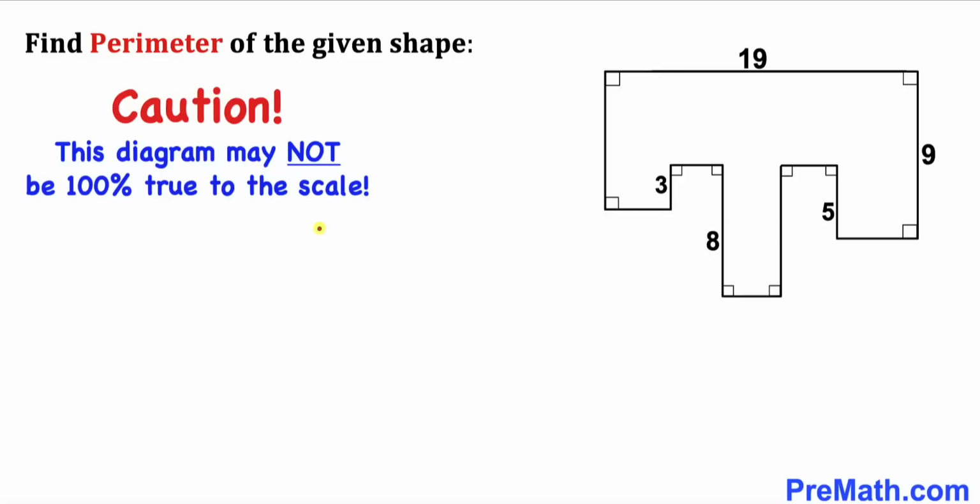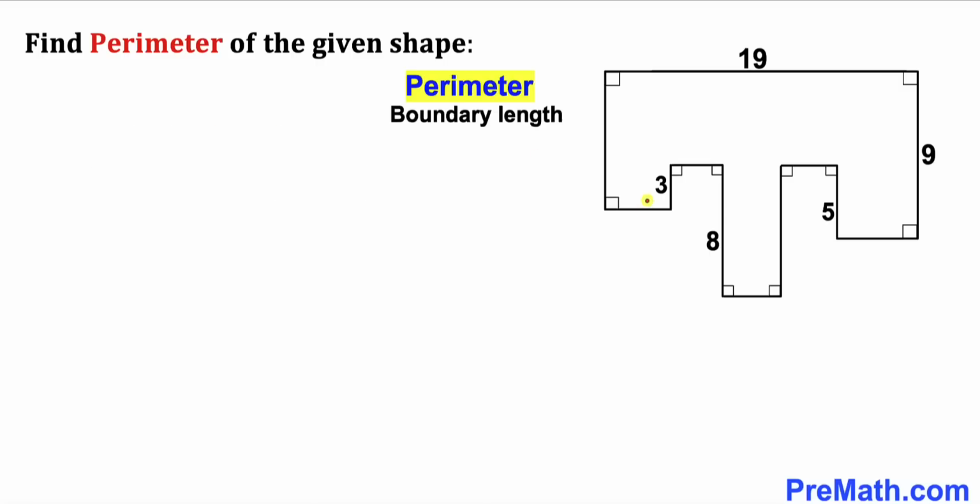Let me make it very clear that this figure may not be 100% true to the scale. Let's go ahead and get started. And now we want to calculate the perimeter of this given shape. And keep in your mind that perimeter is nothing more than just the total boundary length of this shape.